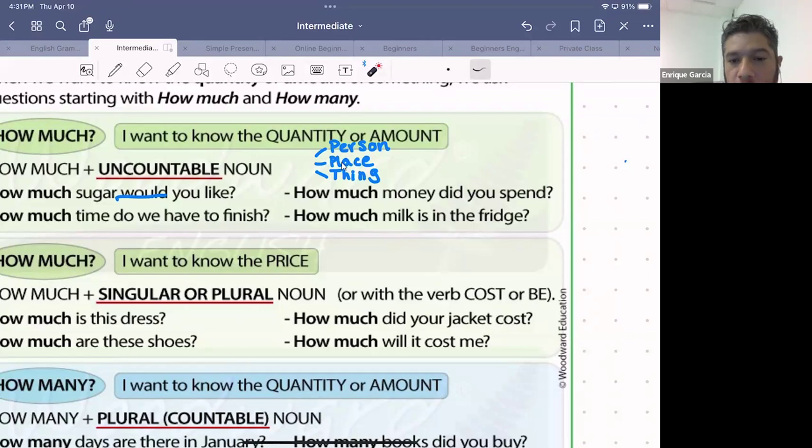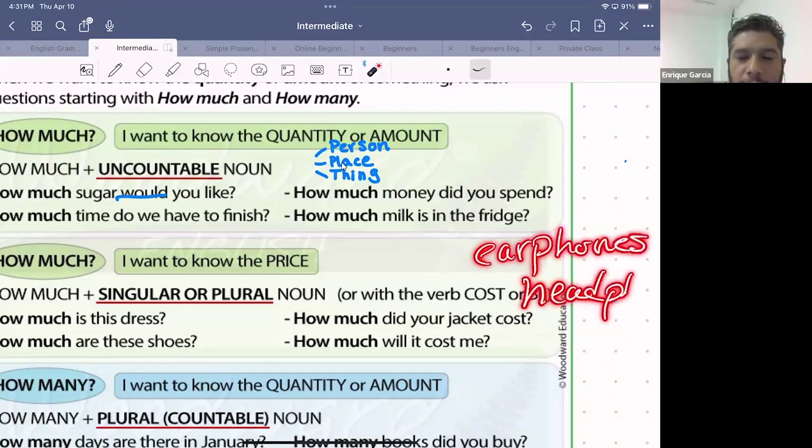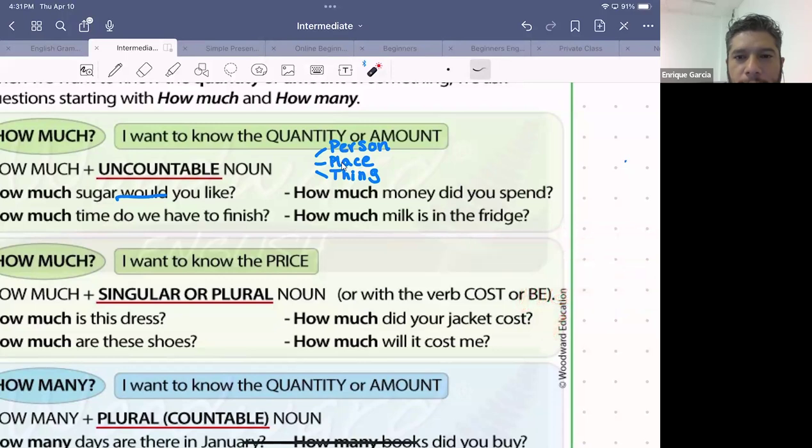How much did... Ask me. Okay, how much did your earphone cost? Earphones. Earphones or headphones? Headphones, okay. Yes. Now, headphones, hay una diferencia. Los headphones son los grandotes y los earphones son los chiquitos.